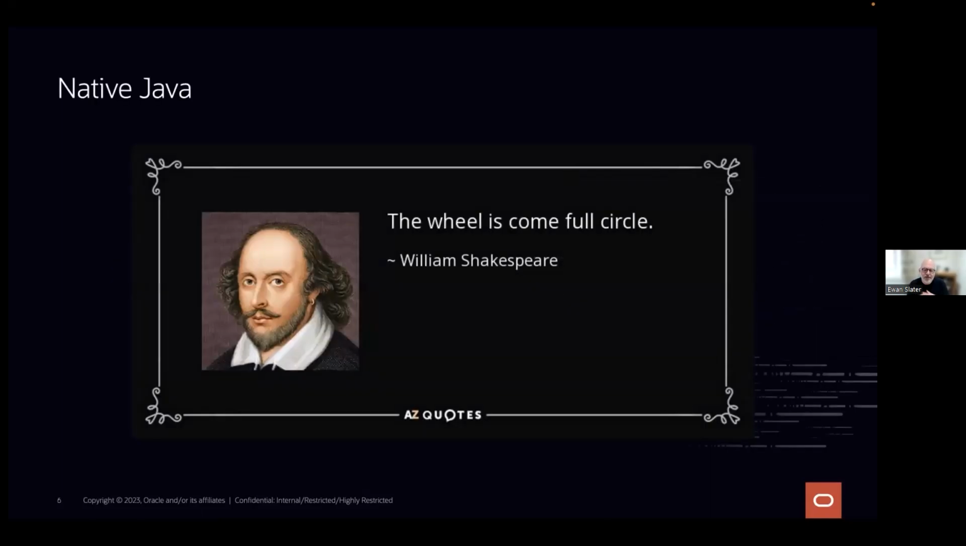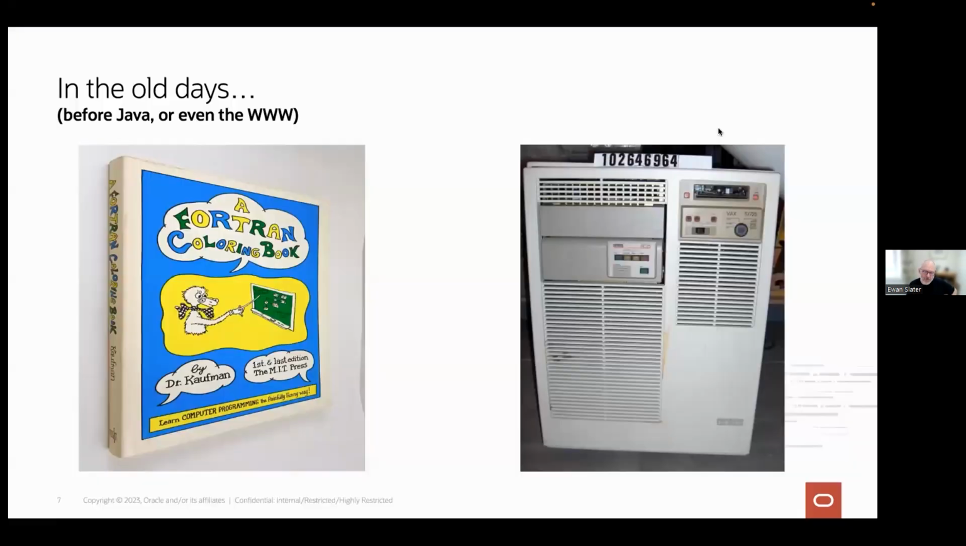So native Java, in a way, I think of it as bringing things full circle. When I first started out in IT, so we're talking 1993, 1994, I was programming in Fortran. I was using a VAX VMS system, and also then started programming in C. Never actually did C++, but that led into Java.